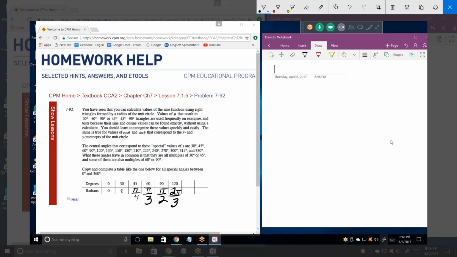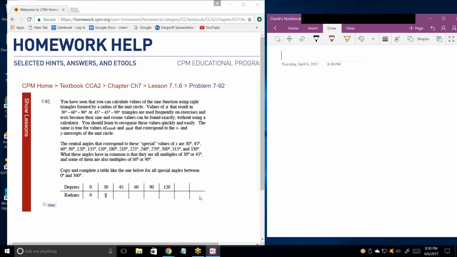Copy and complete a table like the one below for all special angles between 0 and 360. So the next one is 150. I'm pretty sure you could probably skip this. I have this circle mapped out, every angle like that. So you're pretty good at this? Yeah. You think we can skip this? Yeah. Okay. Good, because that was getting to be rote.